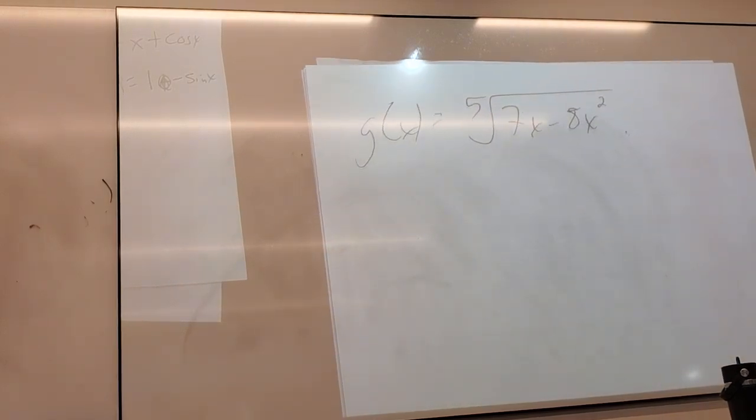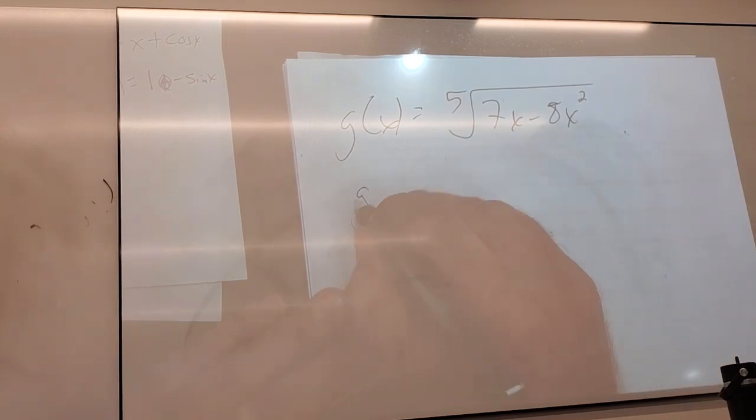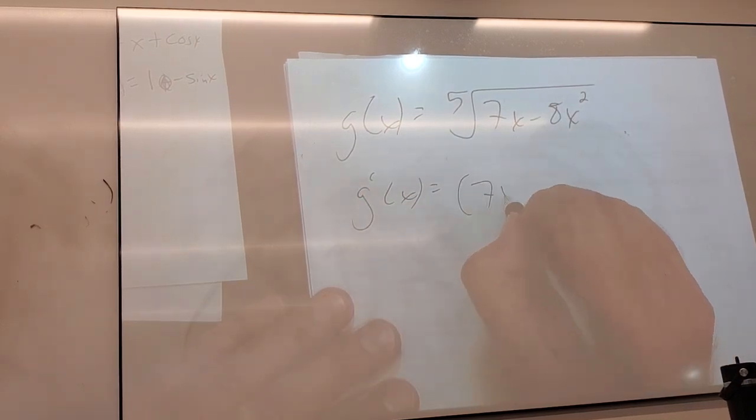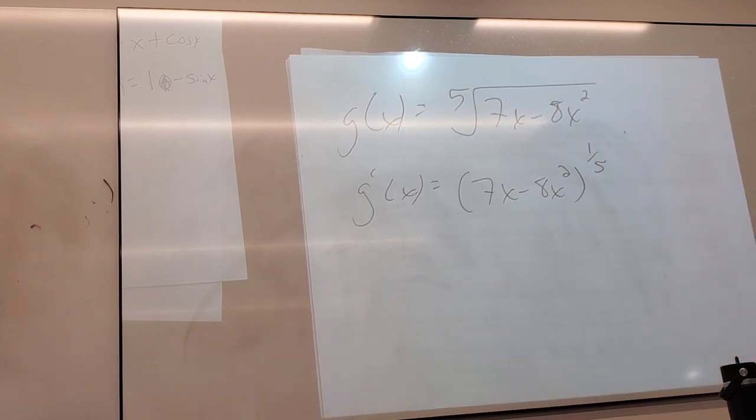Okay. Guys, what's the first step on doing this derivative? 7x minus 8x second to the 1/5. Is that a natural law, right? Not that problem, no.